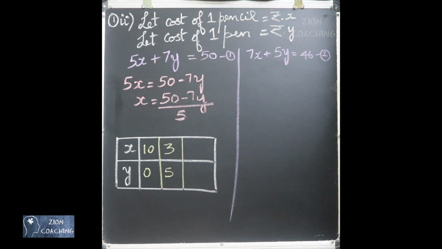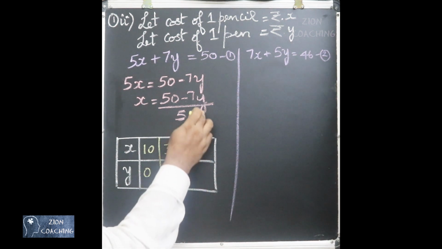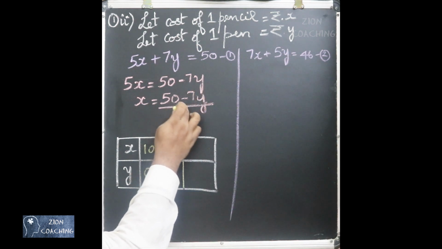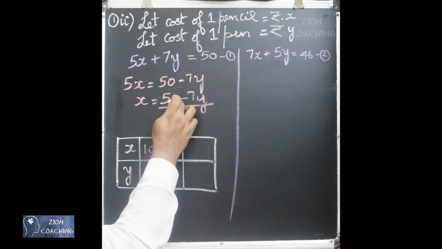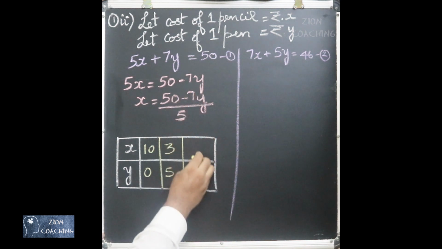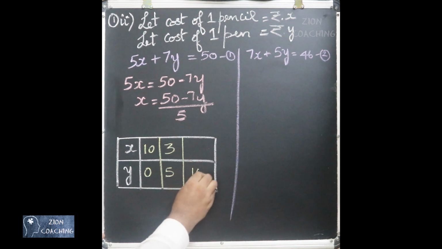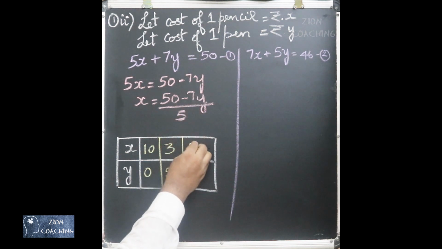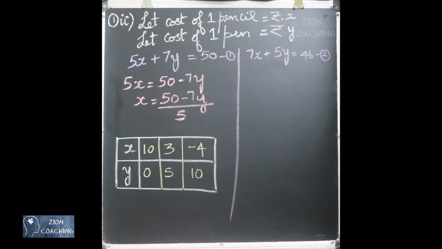Then when you substitute 6, 7, 8, 9, those values are not divisible by 5. So we will go for 10. When you substitute Y is equal to 10, then 50 minus 70 is going to be minus 20. Minus 20 divided by 5 is minus 4. Now we have found 3 coordinates. We will find in the same way 3 coordinates for the second equation.